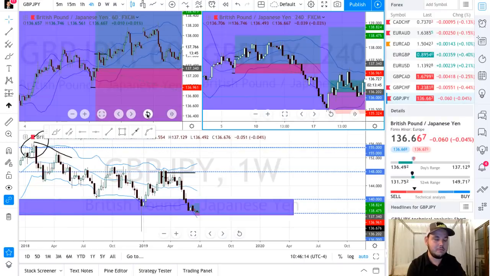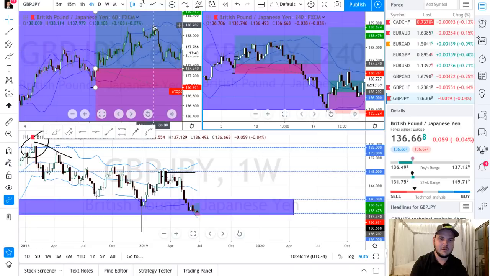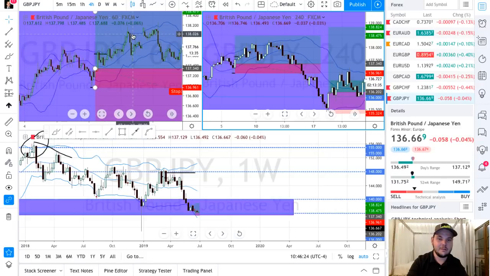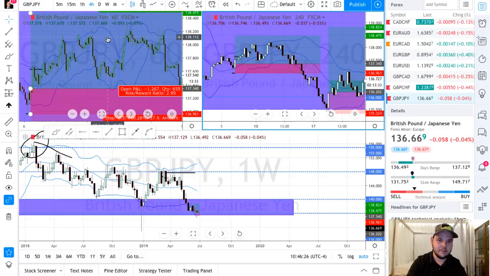So we had one over here, and this one went to a profit. We got half at 1 to 1. The other half we can get at 3 to 1, so price came back to stop us out. That's part of the game.